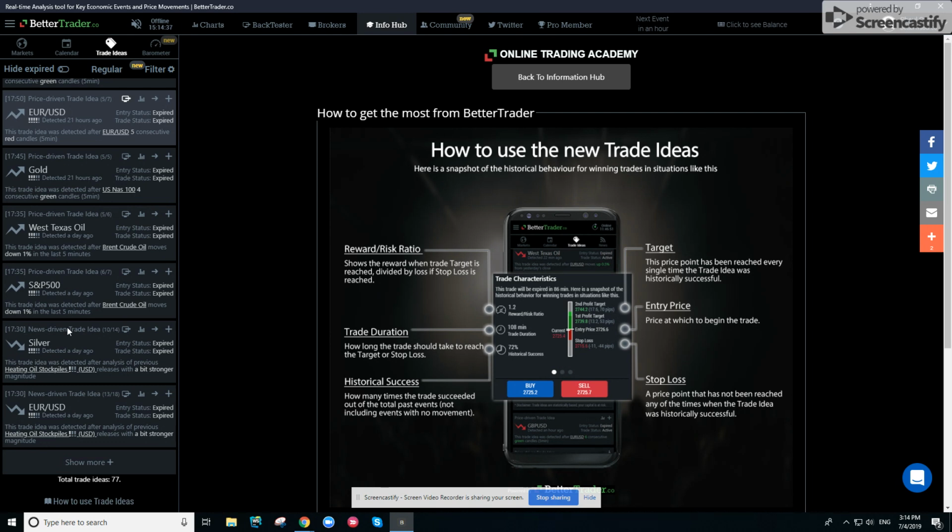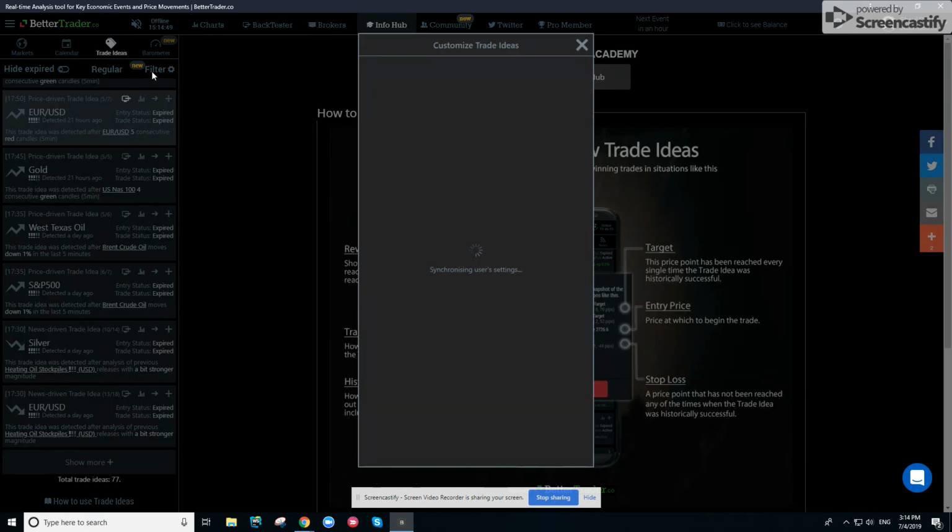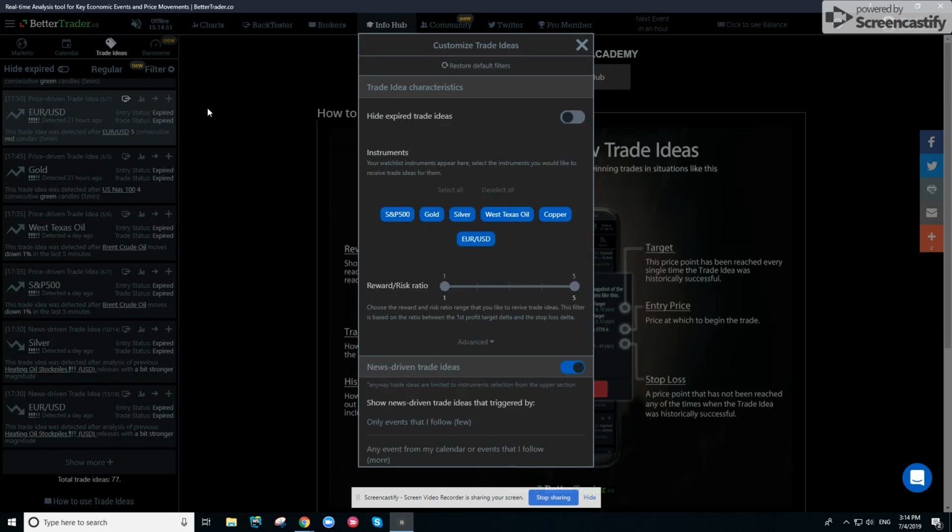So how does the system come up with trade ideas? Trade ideas come from anything that you add to your watch list. But let's say you have too many things in your watch list and you don't want to get trade ideas for all those things. So you can filter that out. You click filter, and let's say I want to just have the S&P 500. So I can deselect everything else. I click on S&P 500. Now I have trade ideas only for the S&P 500 because that's what I'm focused on right now.